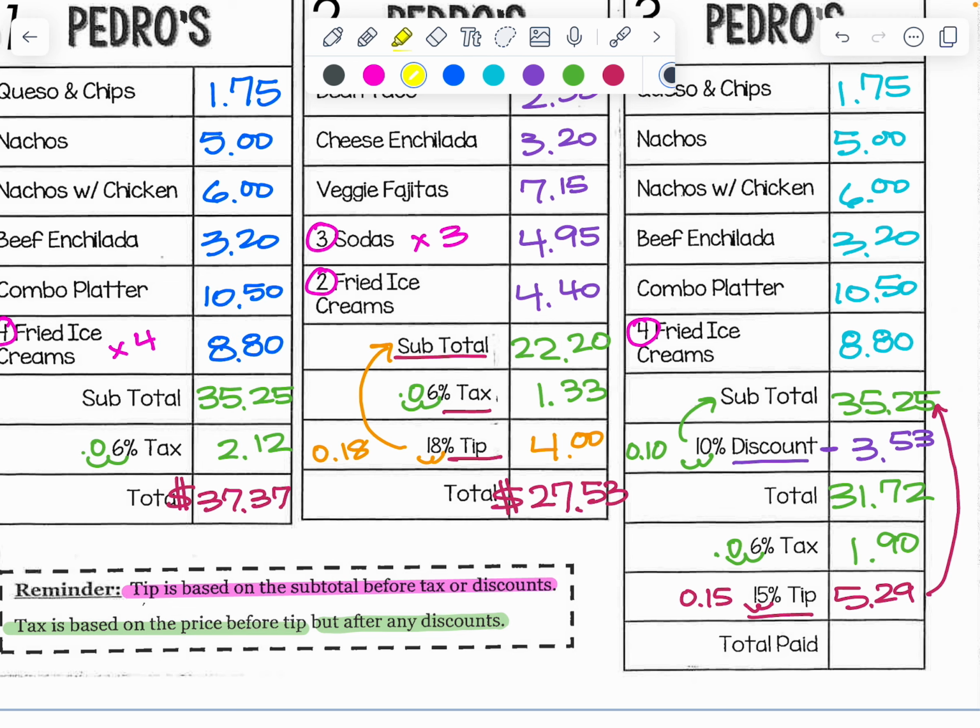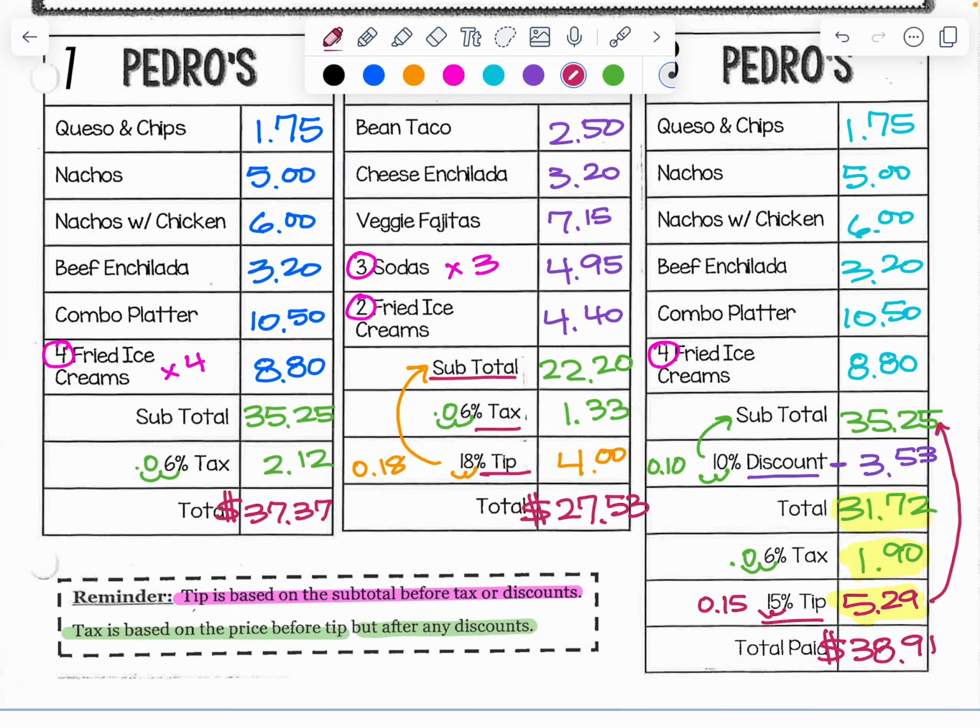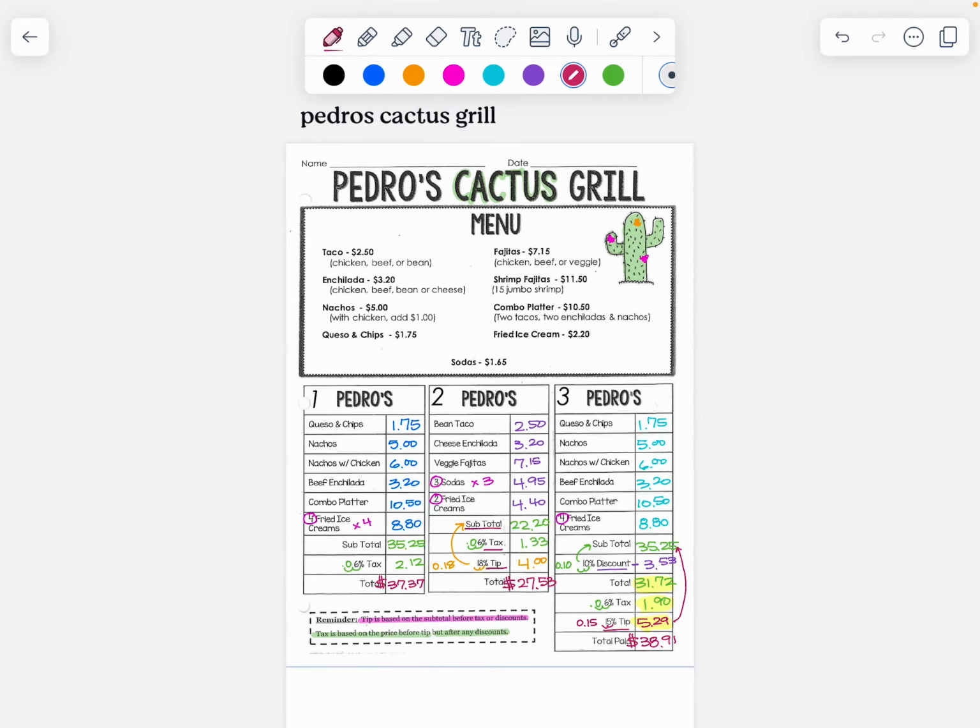All right, now this is a lot to add up. Here we go. We've got our discounted amount, right? We took off our little coupon. We're going to pay tax and we're going to pay tip for our grand total, oh my goodness, of $38.91. Well done. That was a lot, and now I am hungry. Let's go eat.